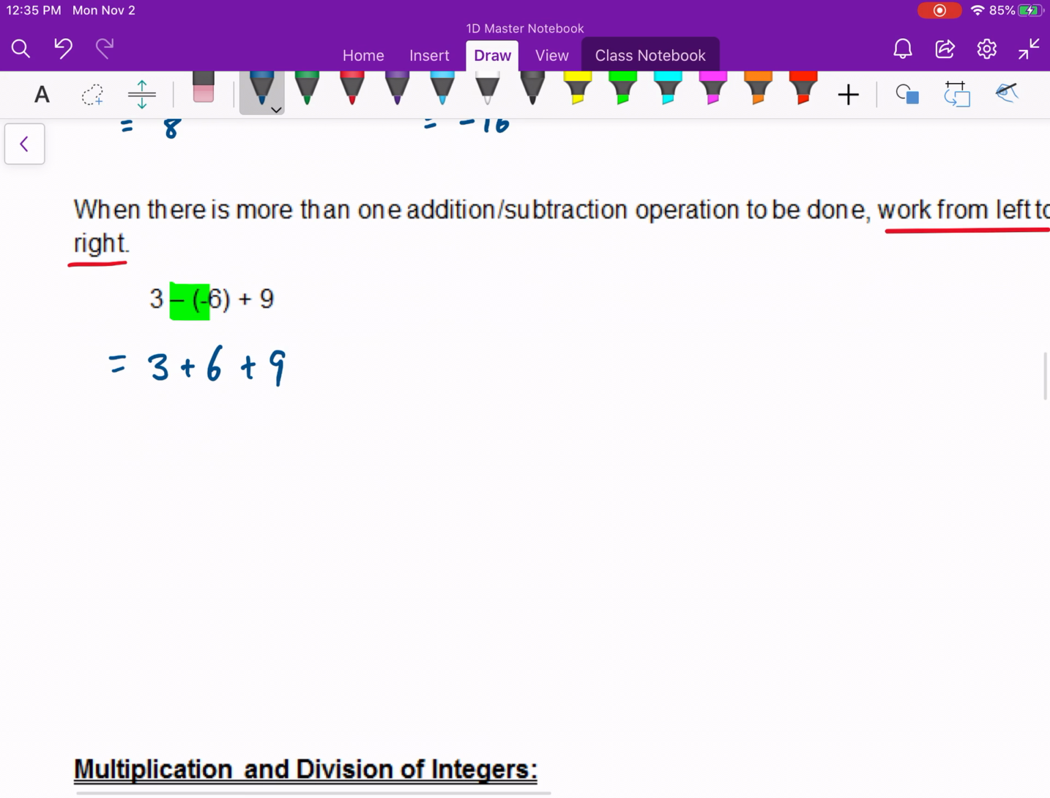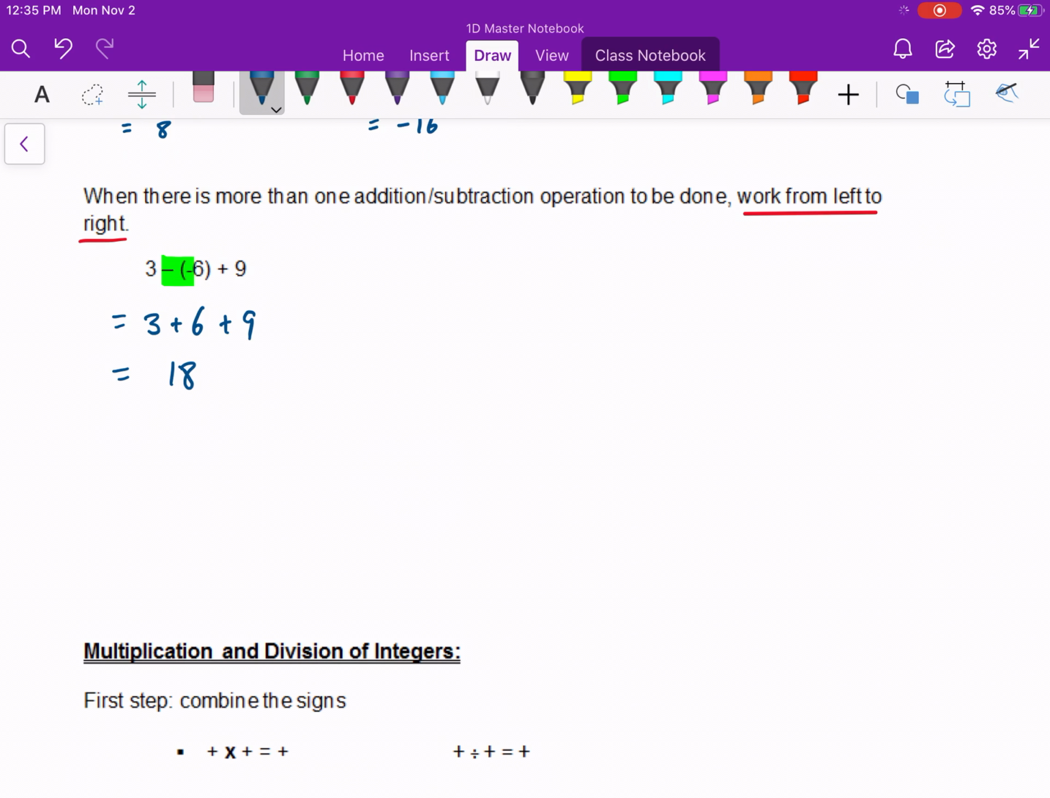Now, in this case, I could do it step by step, or I could just see that I've simplified the signs, and so since they're all the same sign, I can add them all up. 3 plus 6 is 9, plus 9 again is 18. Since they're all positive, that would be my answer.